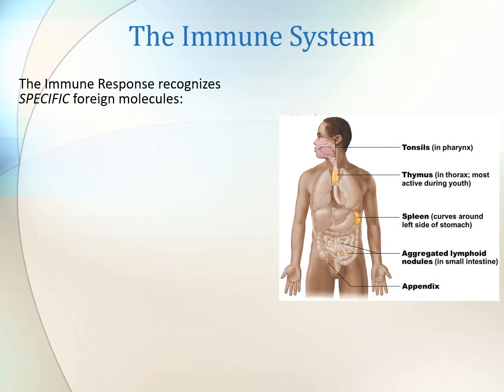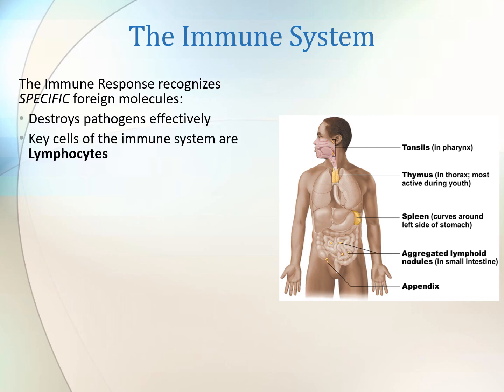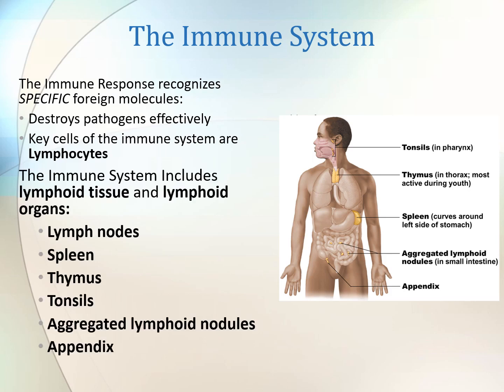So now we're going to talk about the immune system and how it relates to the lymphatic system, right? We talked about them being very closely related and they work hand in hand. The immune response is very specific. It is very good at destroying very specific pathogens, okay? And the lymphocytes are the cells that are going to do that. Lymphocytes are one of our white blood cells, but they are the main players of the immune system.